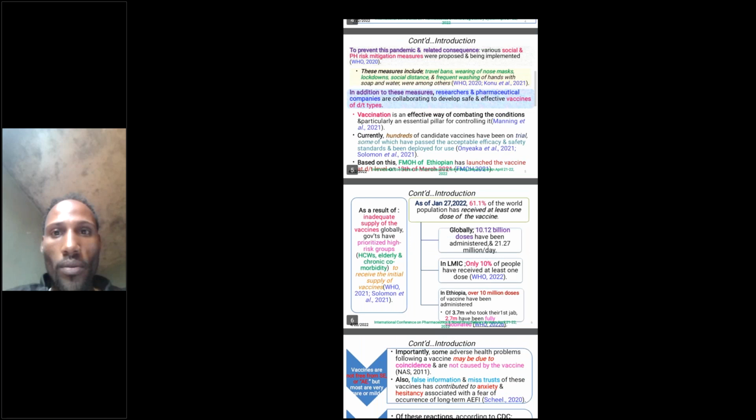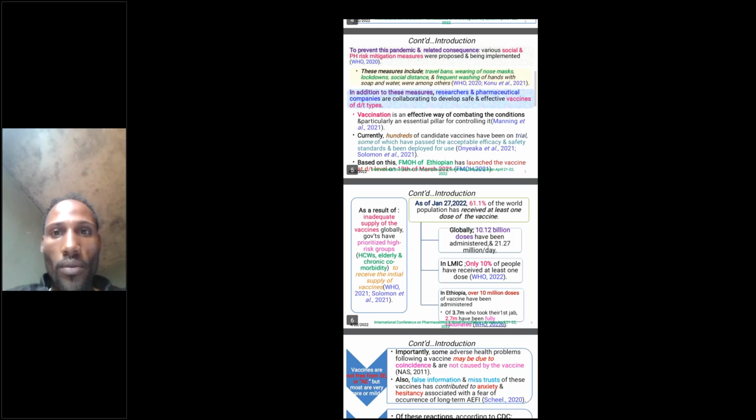And additionally, researchers and pharmaceutical companies are collaborating to develop safe and effective vaccines of different types nowadays. And it is an effective way of combating the conditions. Particularly, it is an essential pillar for controlling COVID-19 disease. And nowadays, hundreds of vaccines are on trials, and some of which have passed the acceptable efficacy and safety standards. And even more than 9 vaccines have reached emergency use lists.